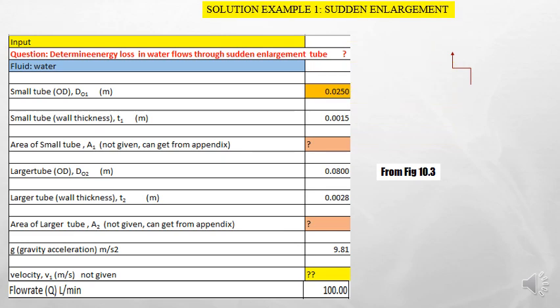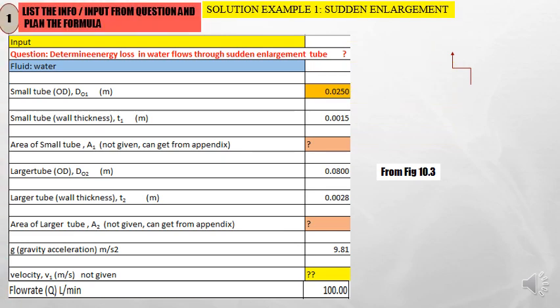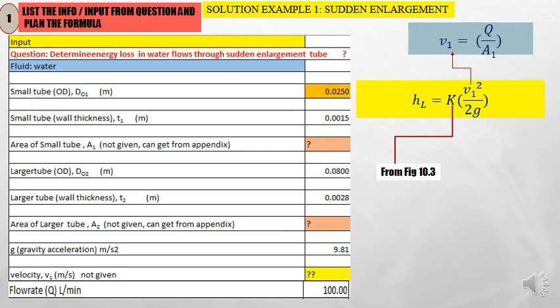As usual, the first thing you should do is list down all the info and plan your formula. This is the formula that you can use: HL equals K times V1 to the power of 2 divided by 2G. And V1 we can get by dividing the flow rate Q by A. Remember that Q is given as 100 liter per minute. And K you need to get from the diagram, the graph that I showed you just now.